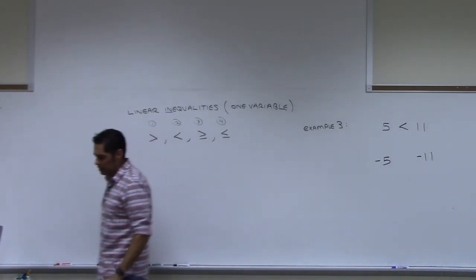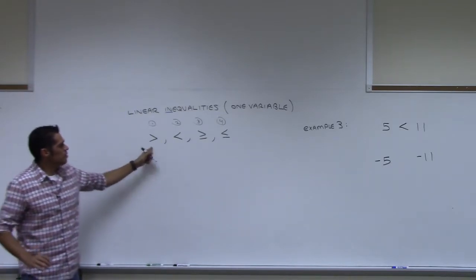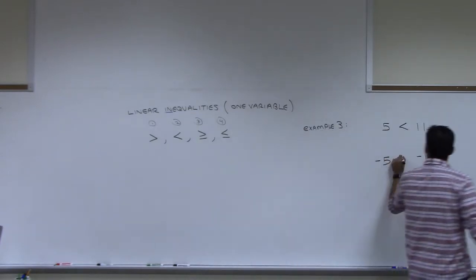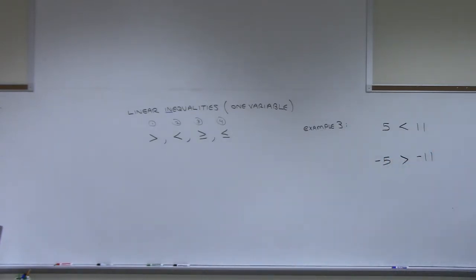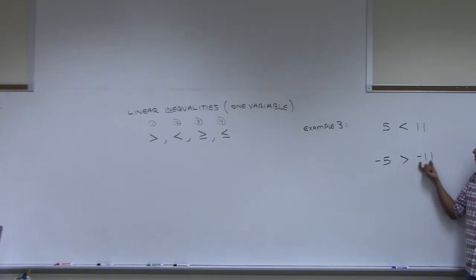Which symbol am I going to use? 1. First one? -5? Okay. So we all agree with that? This is the one that confuses people sometimes because they're like, well, -11, it's a bigger negative number, right? But it all depends on where things lie on the number line.